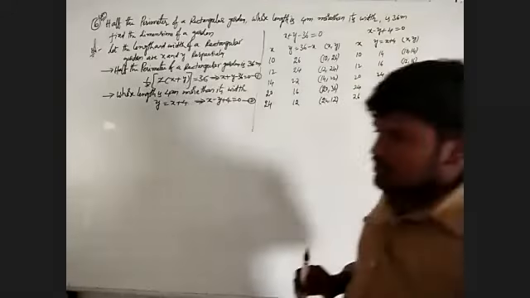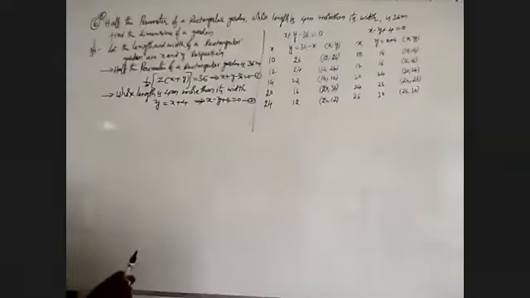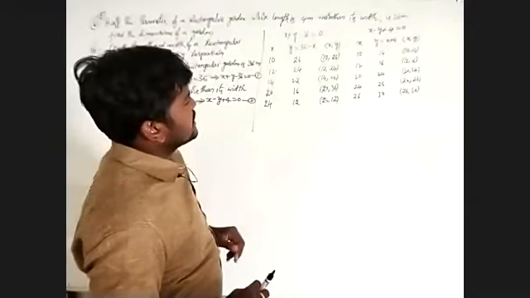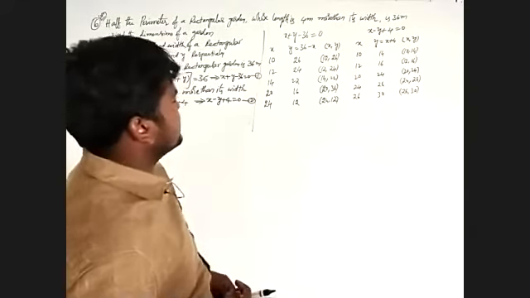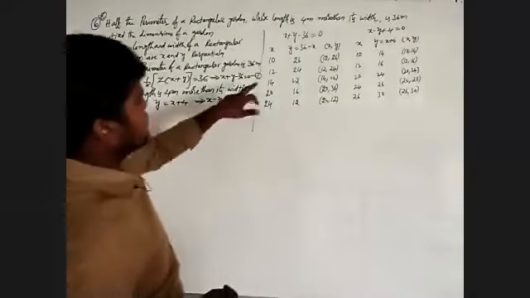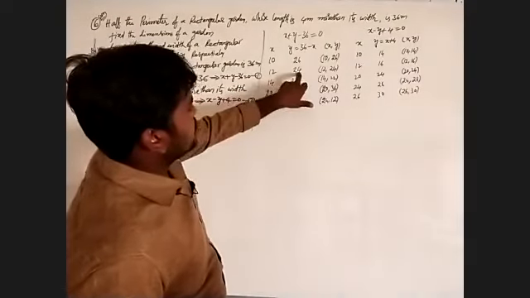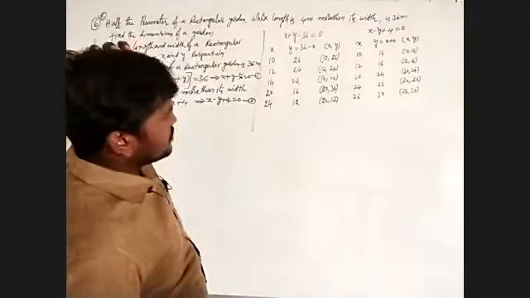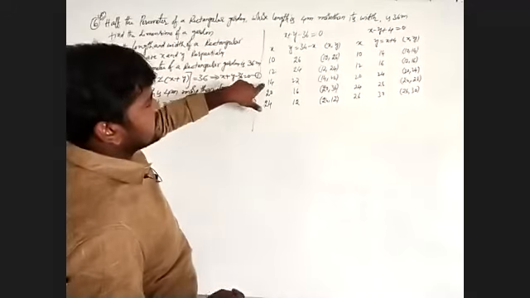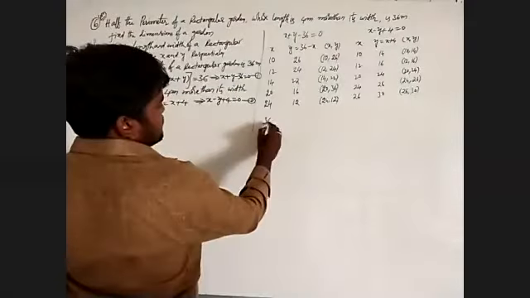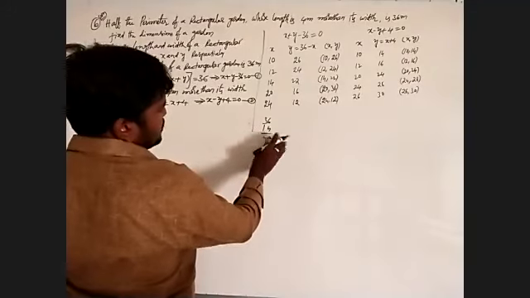Some more examples we have to take in this one. Let x is equal to 10. 36 minus 10 becomes 26. That is the point 10 comma 26. After that x is equal to 12. 36 minus 12 becomes 24. That is the point 12 comma 24. After that, 36 minus 14 will become 22.